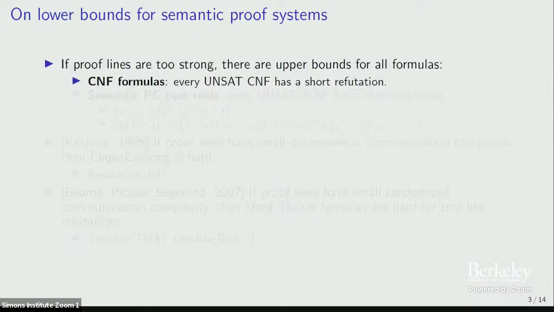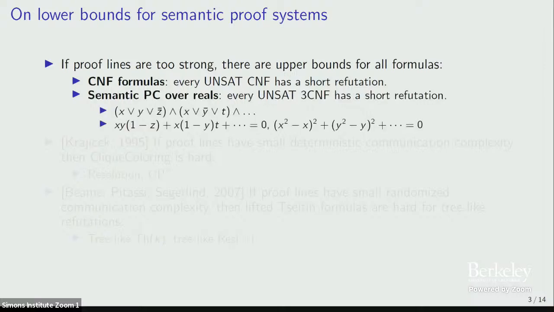The question that I am interested in is how to prove lower bounds just by looking at the type of the proof lines. There is an observation that if proof lines are too strong, then we can't prove any lower bounds. For example, if we choose CNF formulas as proof lines, then every unsatisfiable CNF has a short contradiction. We just compute the AND of all clauses. It will be a CNF formula, and this is a semantic refutation.